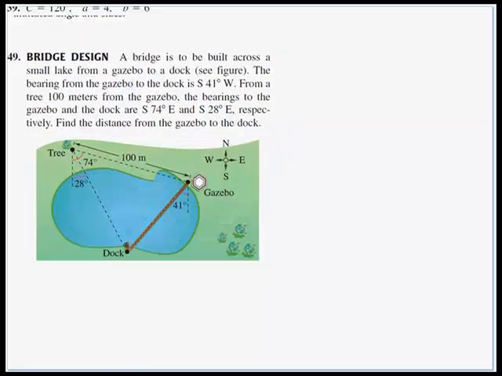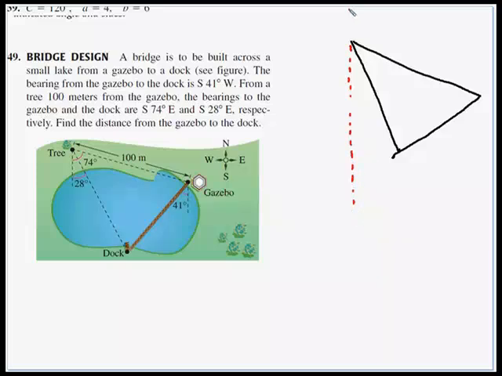And I want to take the picture they gave us and redraw it without maybe so much of the clutter on it. And let's see, that's good enough. We have our bearing lines, those north-south lines. I'm going to do those in red and make them dotted. The hint I gave was to look for the parallel lines. And there, the red dotted lines are the parallel lines.